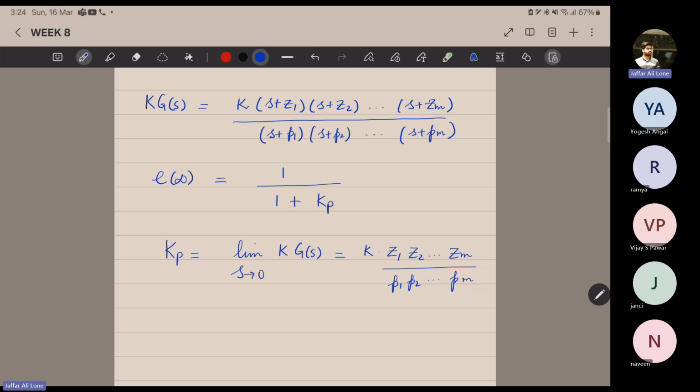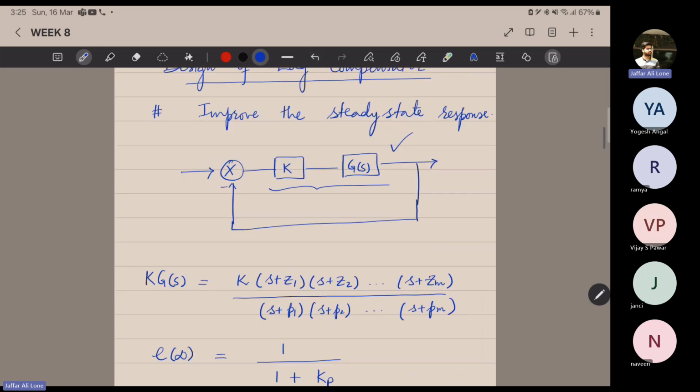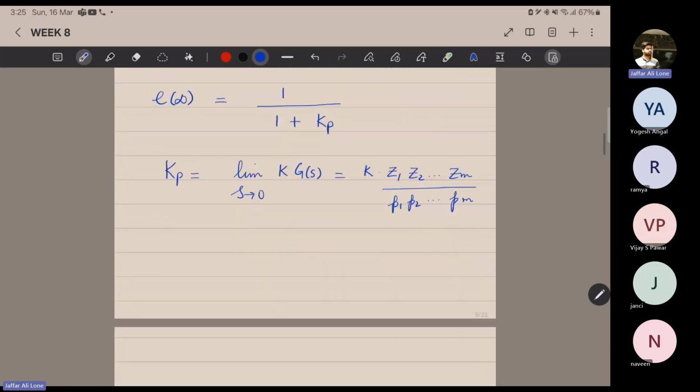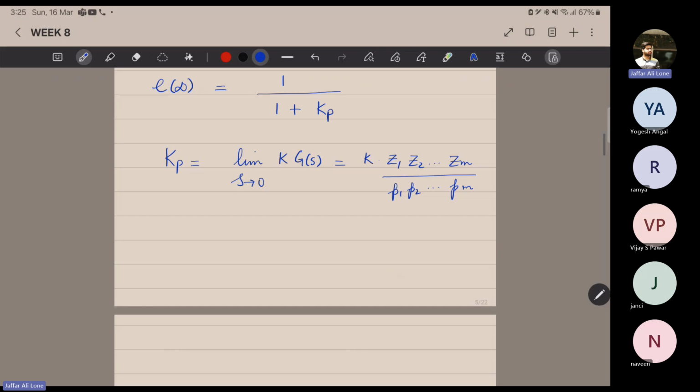And the task of this lag compensator is to increase this Kp, so that when Kp is increased, our steady state error will be decreased. As of now, there is no compensator added to the system. I just took this system without any compensator. Now let's add a lag compensator with this. It will be something like this.